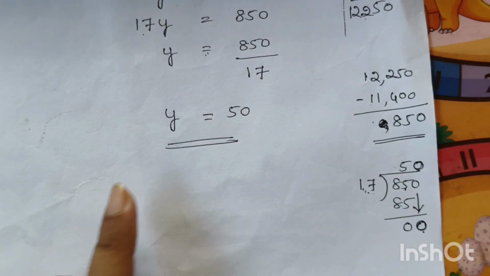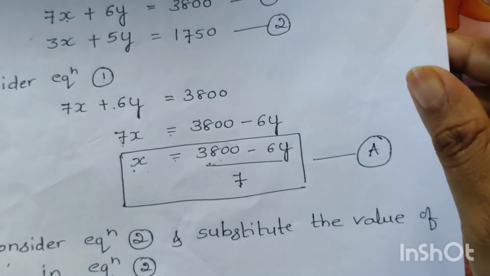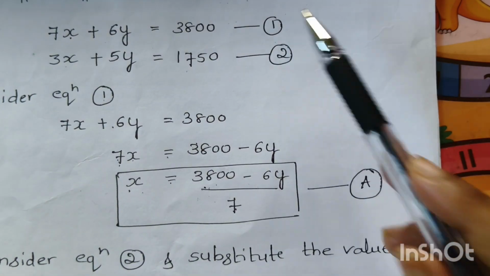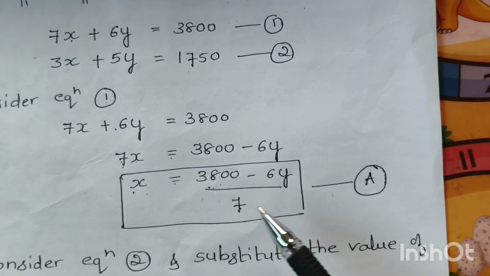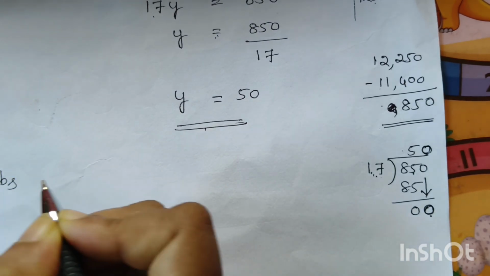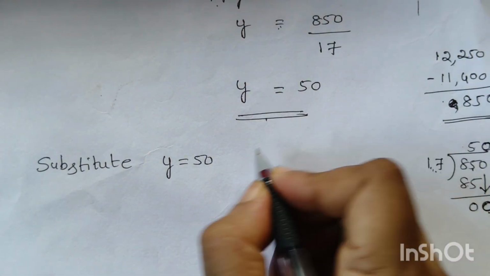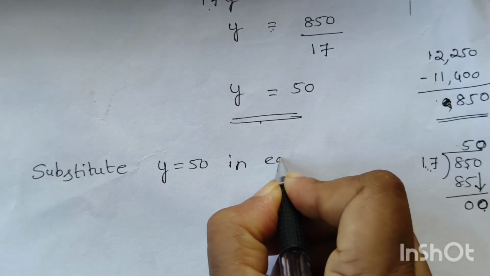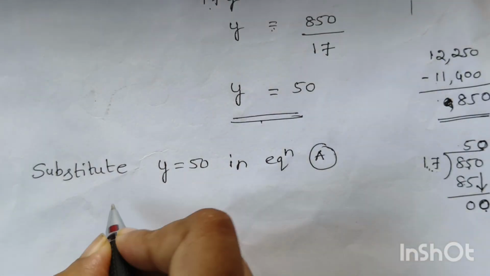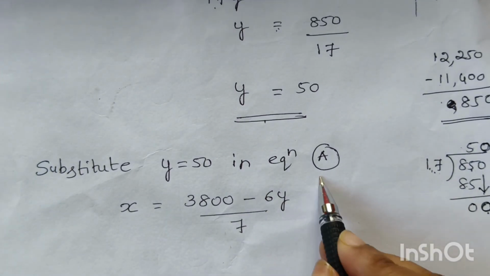Now we got the value of y, right? Now to get the value of x, let us substitute the value of y in equation A. You can substitute the value of y either in equation 1, 2 or in A. But here I will select equation A. Substitute y is equal to 50 in equation A. We know that this is our equation A: x is equal to (3800 minus 6y) divided by 7.